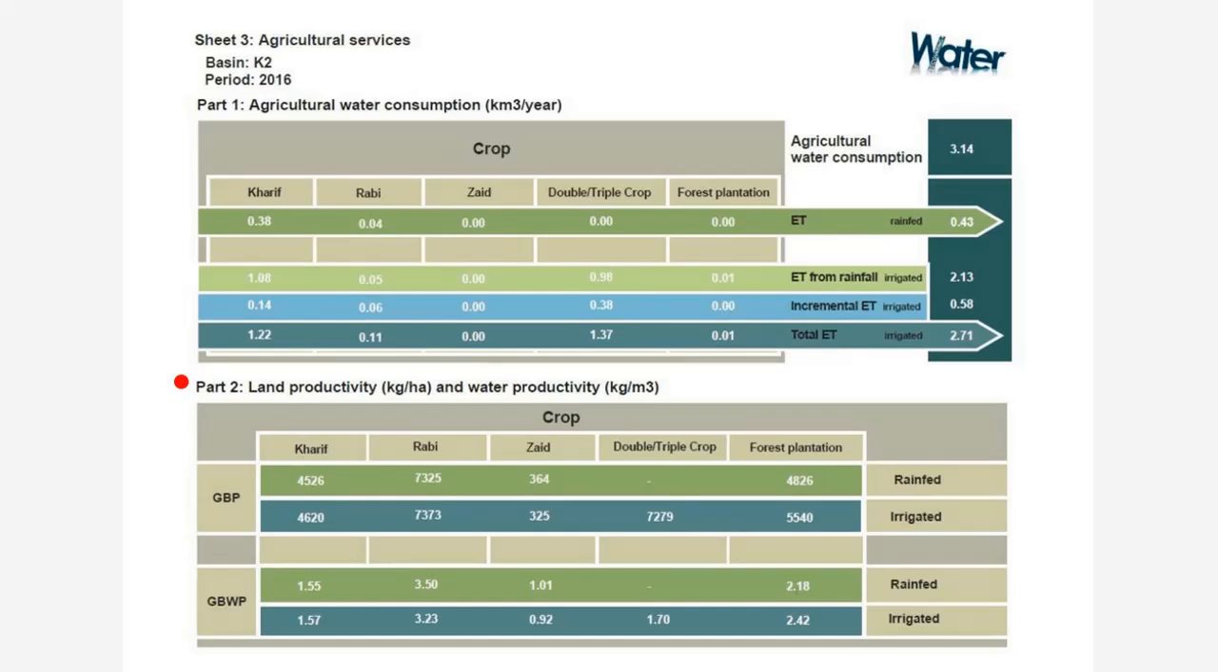And in the second part, we present the land productivity as a gross biomass productivity in this case, in kilograms per hectare, and the water productivity. So you will have one value, for example, per season, or if you have information about crops, then you have the different crops in this component.